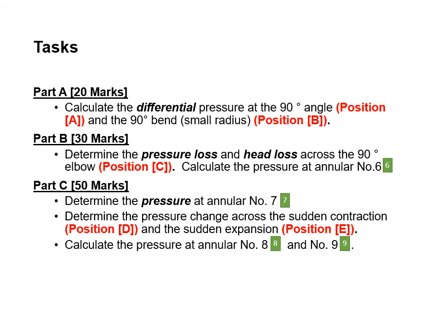The final part, and probably the most extensive part of this coursework, is I want you to determine the pressure at annular number 7. And then I want you to determine the pressure change across the sudden contraction at position D and the sudden expansion at position E. And once you've done that, you'll be able to calculate the pressure at annular number 8 and annular number 9.